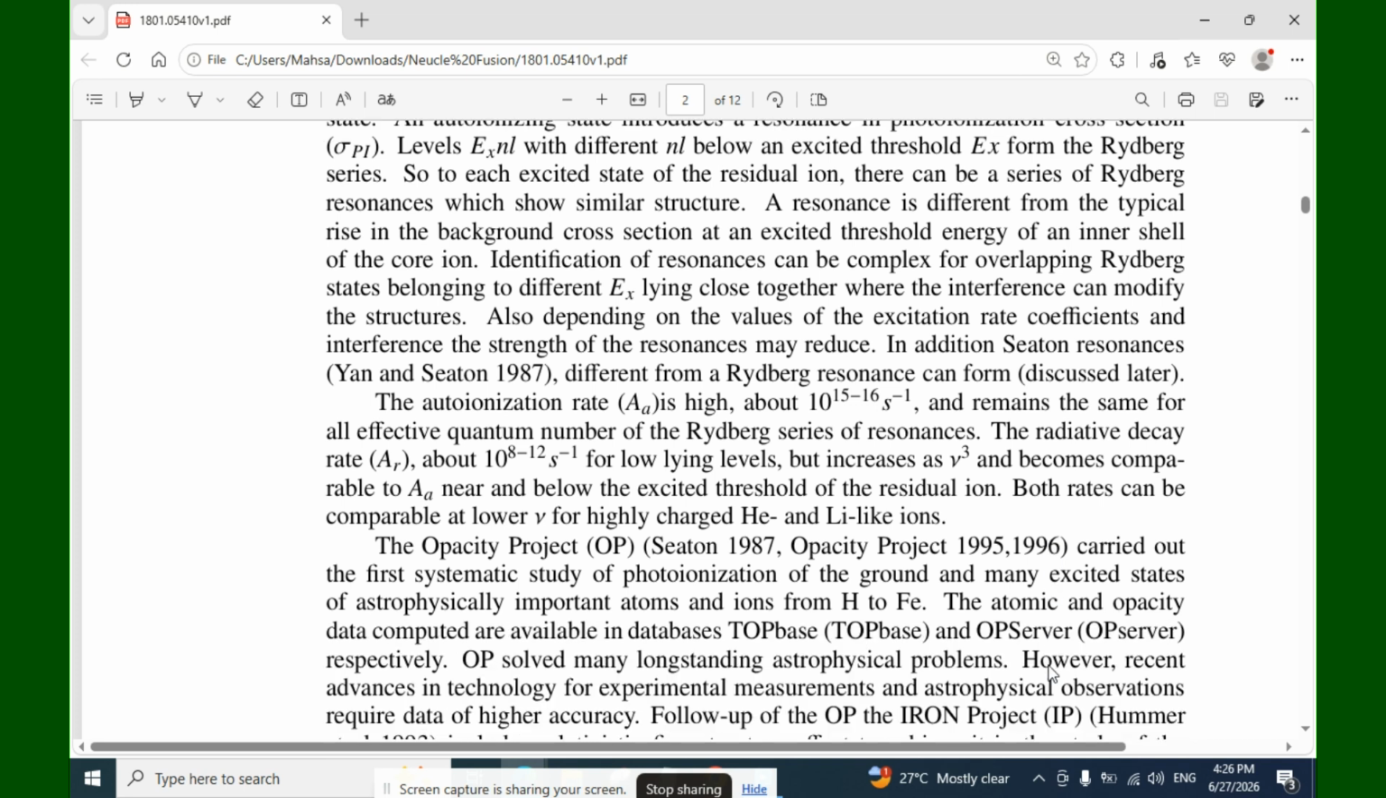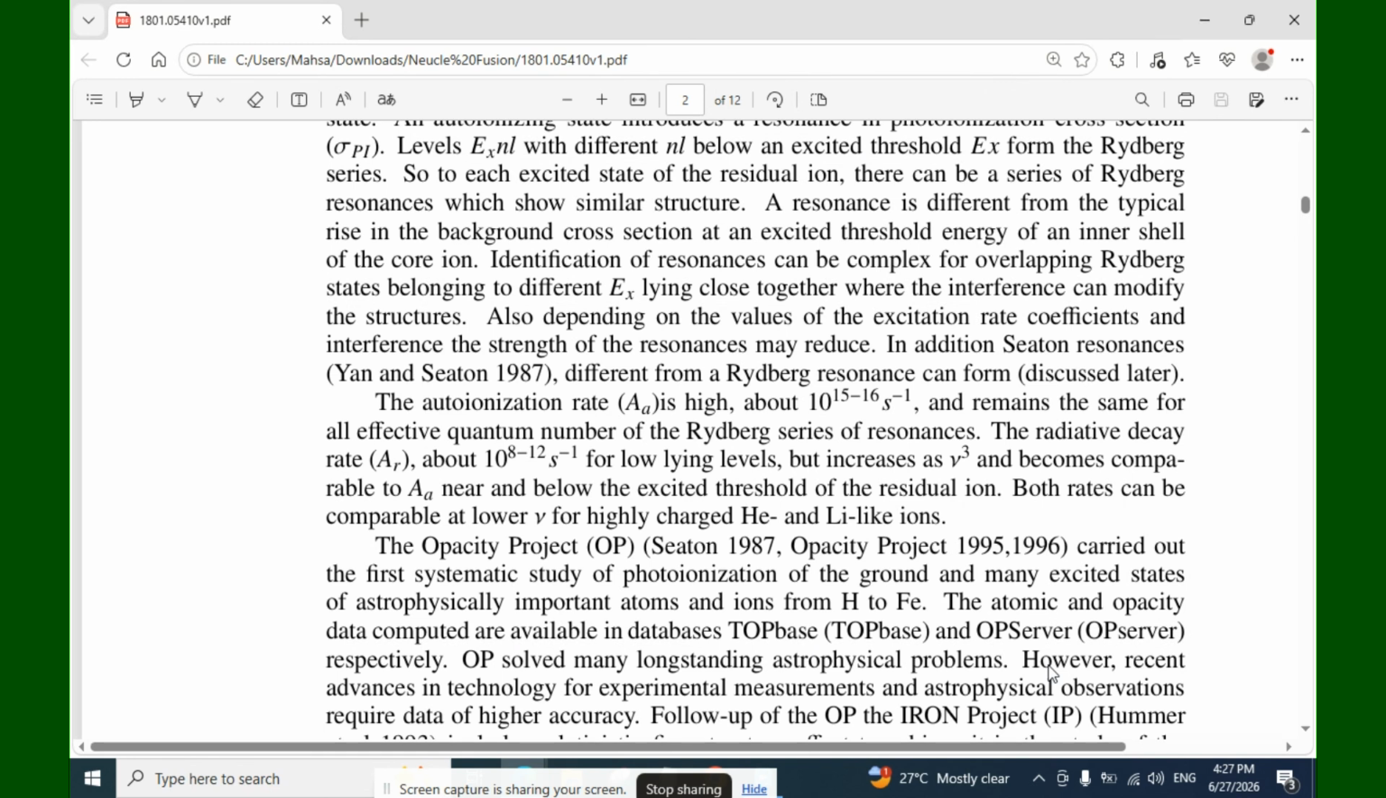The autoionization rate A_a is high, about 10^15 to 10^16 per second, and remains the same for all effective quantum numbers of the Rydberg series of resonances. The radiative decay rate A_r is about 10^8 to 10^12 per second for low-lying levels, but increases as ν^3 and becomes comparable to the autoionization rate A_a. So we have a comparison between the radiative decay rate and the autoionization rate.